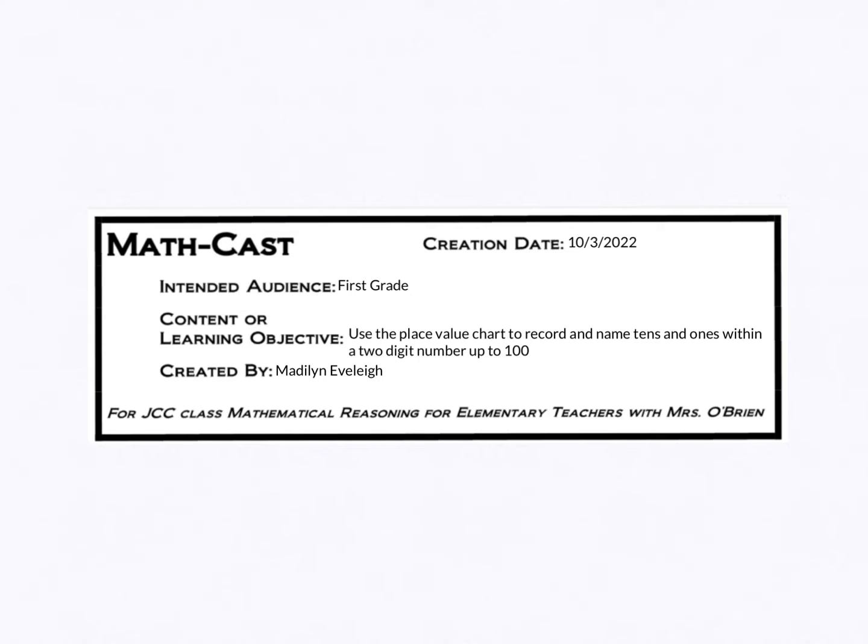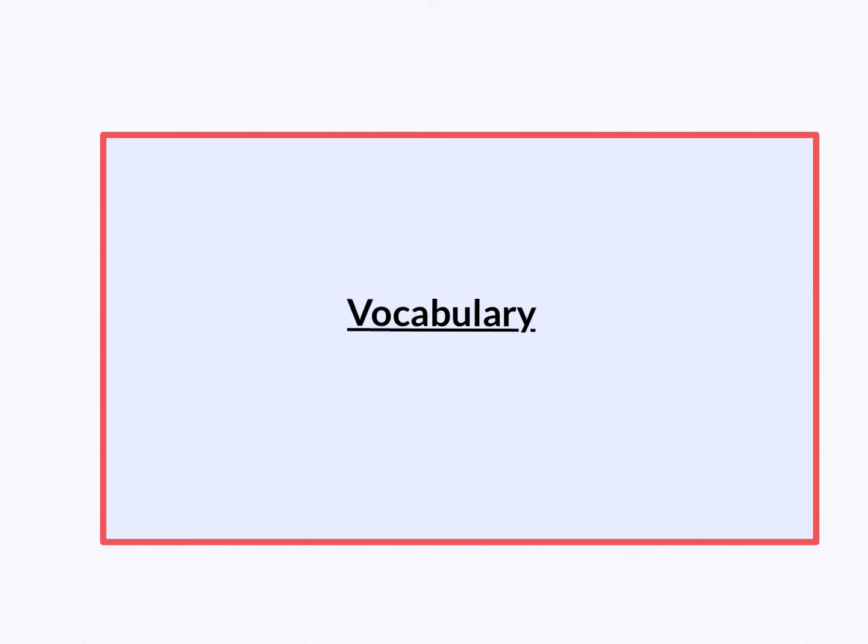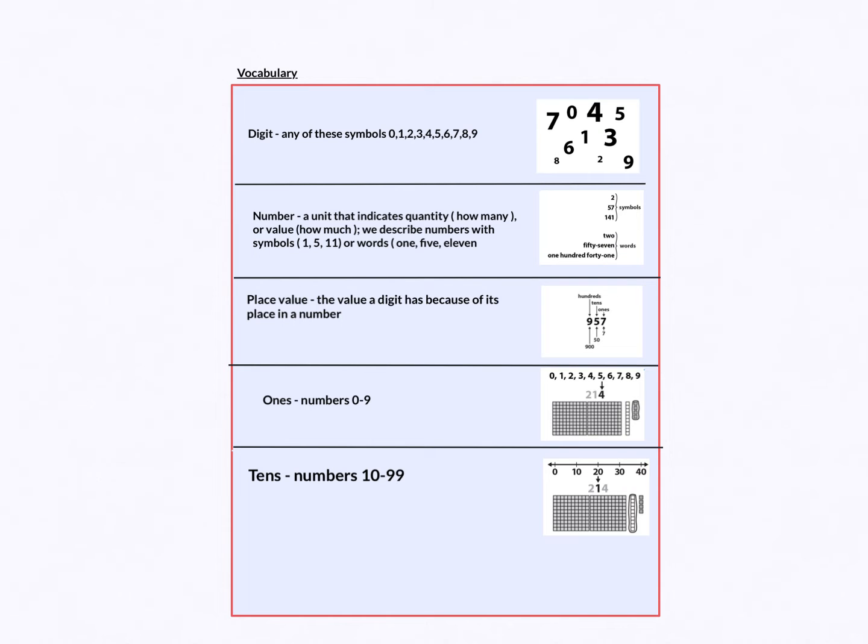Today we will be discussing using the place value chart to record and name tens and ones within a two-digit number up to 100. My intended audience is first grade. Before we begin our lesson today, we're going to start by going over some vocabulary. Today we will be going over the vocabulary words digit, number, place value, ones, and tens.